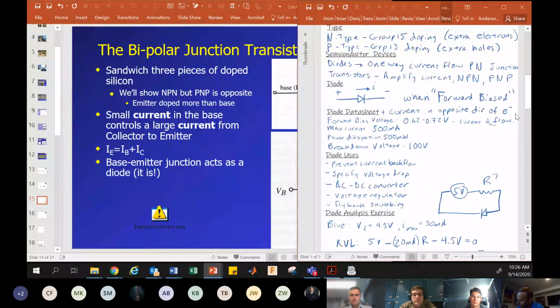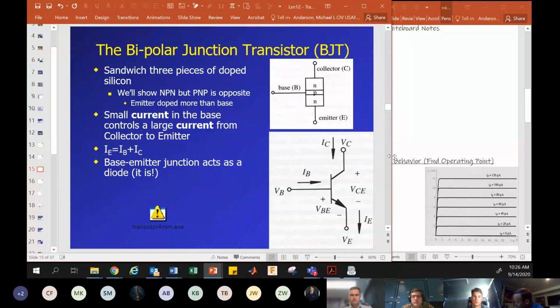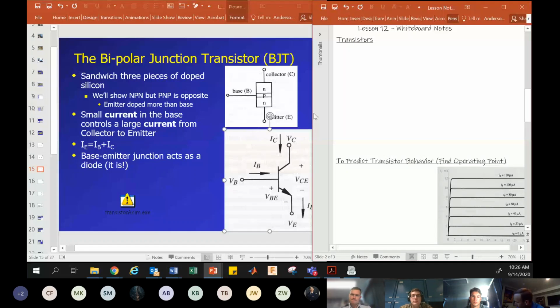So you could think of a transistor as a couple of diodes put together, and we're going to use that as an analogy. And there's three important parts of the transistor: the collector, the base, and the emitter. And so this is the base, this is the collector, and the emitter will be down here.